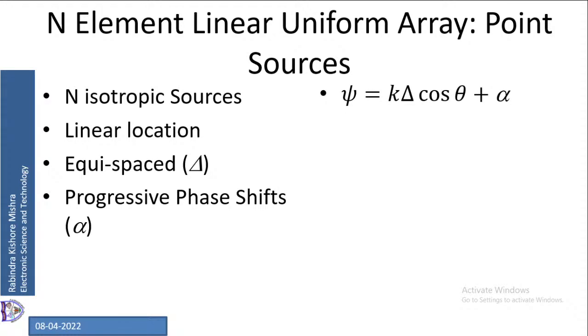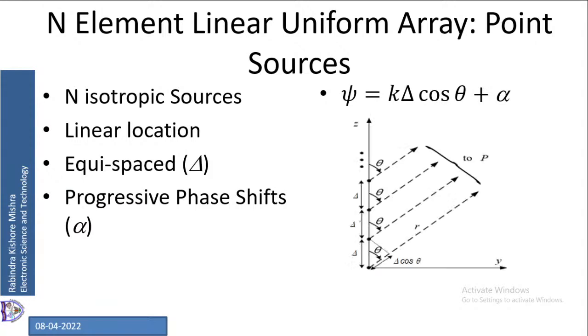Then psi is equal to k delta cos theta as in the previous case. And the psi does not change, psi remains the same. You can see the figure here. So it is along the z-axis. The points are along the z-axis, separated by an amount of delta from each other.